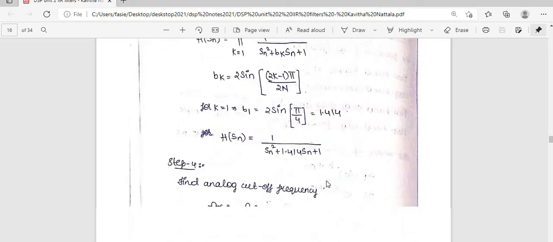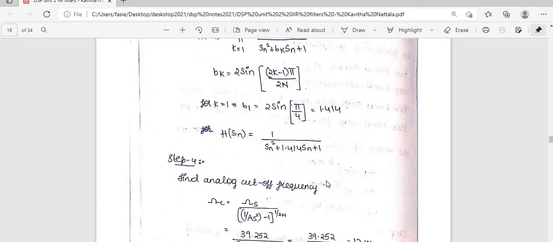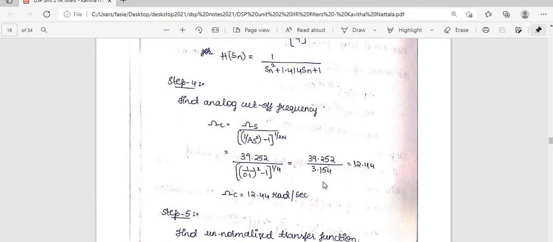Later on we have to substitute the critical frequency omega c. Omega c is given by omega s divided by (As square minus 1) to the power 1 by 2n. What is the n value we have? N is equal to 2. We put this in, and we can write the critical frequency as 12.44 radians per second.